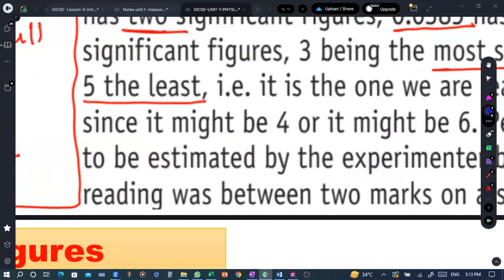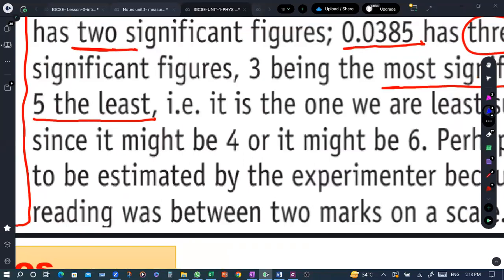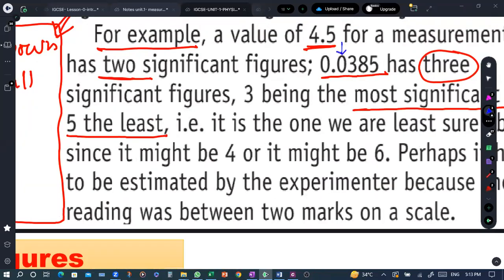So the leftmost digit, this one, is basically 0. When it is 0, it is not significant. It is just a space occupier. For example, if I tell you it is 0.385, this 0 has no value at all. Okay. So this 3 is most significant and this 5 is least significant.